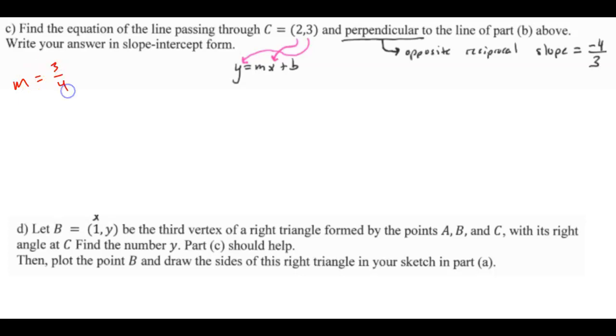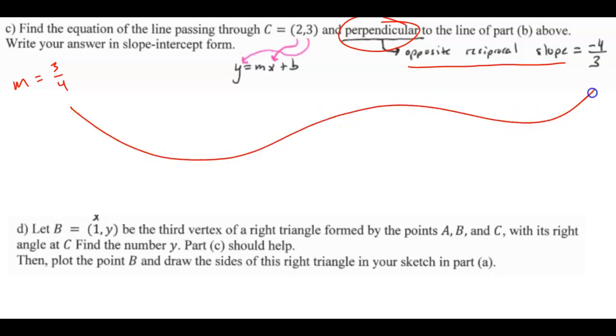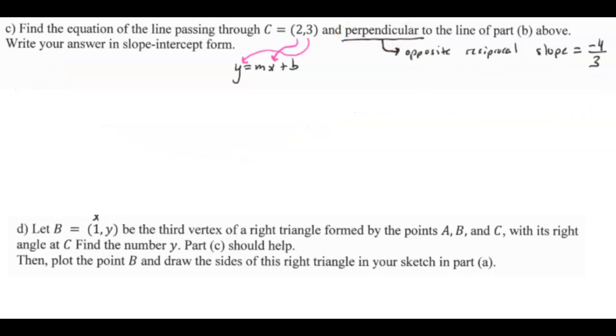Need to know that. They want this new line to be perpendicular. And in order for two lines to be perpendicular, they have to have opposite reciprocal slopes. Opposite means change the sign. Reciprocal means flip it upside down. So the slope you got in B was positive 3/4. So our opposite reciprocal is negative 4/3.